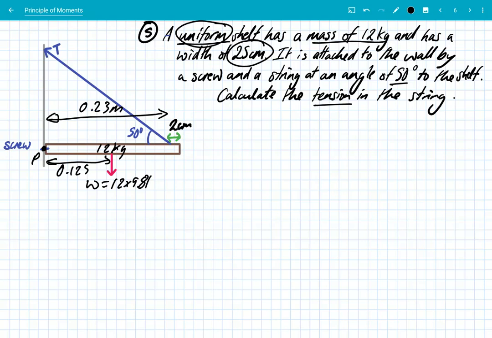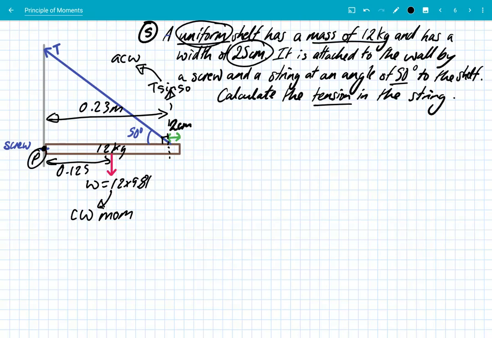Now we need to consider the moments. The weight is going to provide a clockwise moment about the pivot. And now we've got this tension, but it's at an angle, so I want to resolve it. And we're going to use the vertical component T sine 50, because the line of action of that vertical component is at 90 degrees to the pivot over here. So this T sine 50 is going to create an anti-clockwise moment about our pivot P.